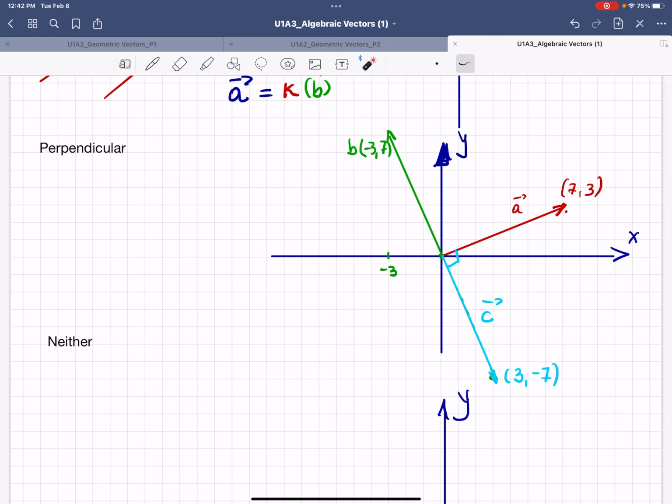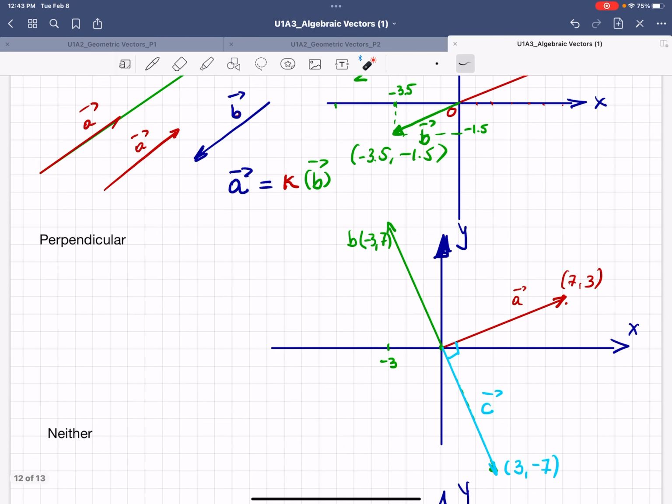So for two vectors to be perpendicular to each other, we need to have a switch in the sign. So one of the coordinates has to switch to negative. It can be either x or y. And if you imagine, you can make this shorter, it's still perpendicular. So the coordinates must be scalar multiples of each other and must have a switch in the coordinates. So the switch will happen the other way around.